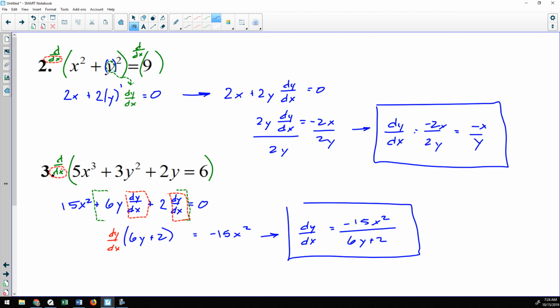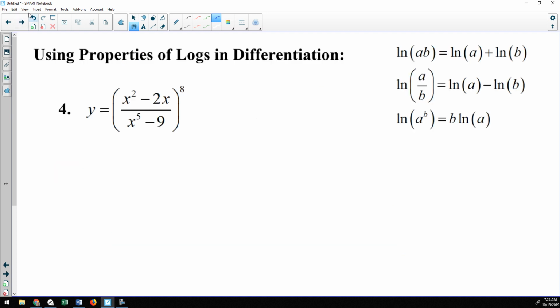And again, because there were y's all over the place in the original equation, we had to use implicit differentiation, so my derivative has y's in the derivative equation, and that's okay with implicit differentiation. Okay, so why am I showing you implicit differentiation? I said I was going to talk about logs.